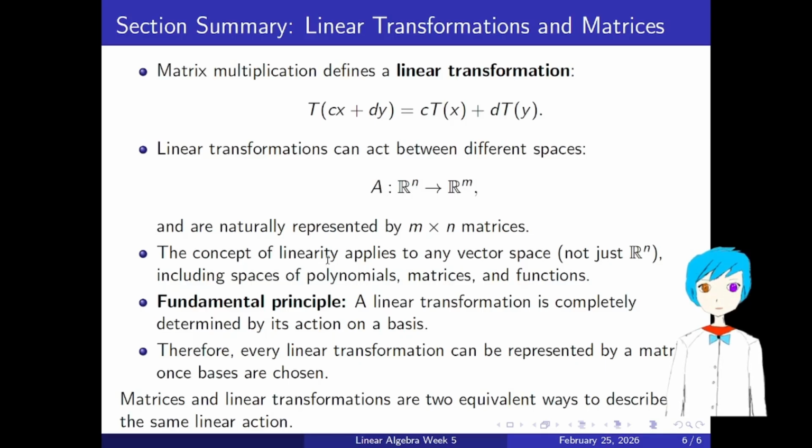The concept of linearity actually applies to any vector space, not just Euclidean space, like the space of polynomials, matrices, and functions. A linear transformation can be completely determined by its action on a basis of a space. Therefore, every linear transformation can be represented by a matrix, although the matrix can be infinite dimensional, once bases are chosen. Matrices and linear transformations are two equivalent ways to describe the same linear action from one linear space to another.